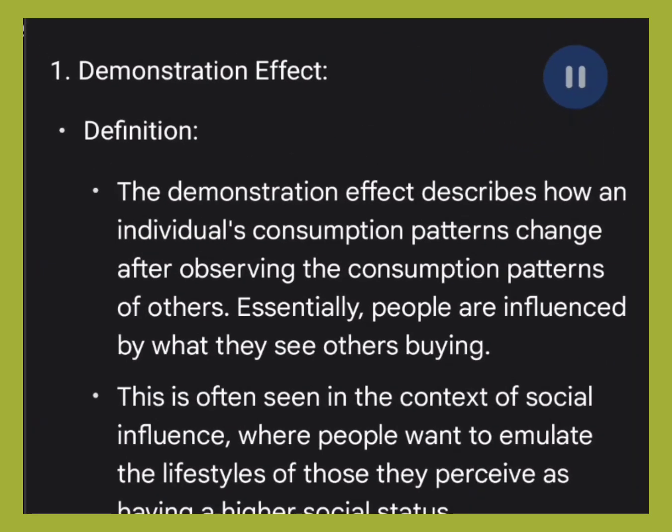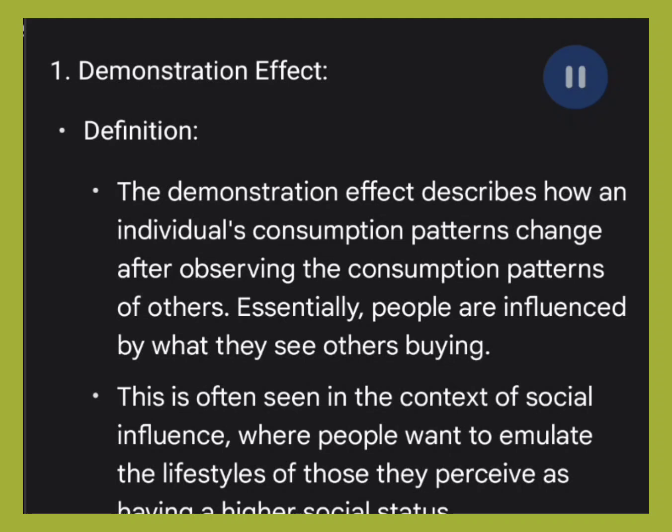The demonstration effect describes how an individual's consumption patterns change after observing the consumption patterns of others. Essentially, people are influenced by what they see others buying. This is often seen in the context of social influence, where people want to emulate the lifestyles of those they perceive as having a higher social status.